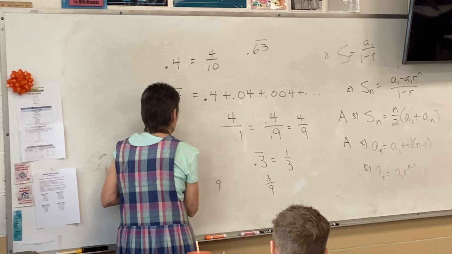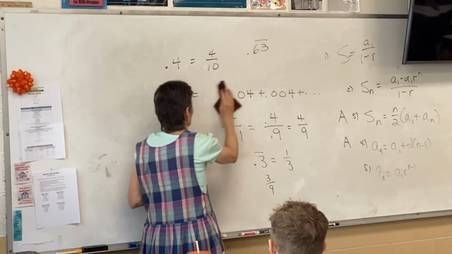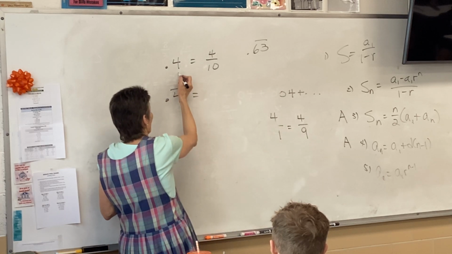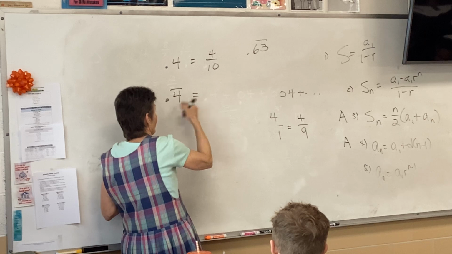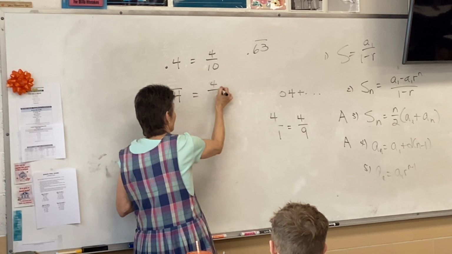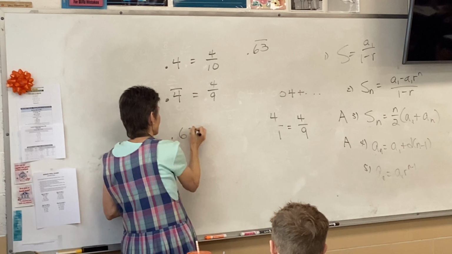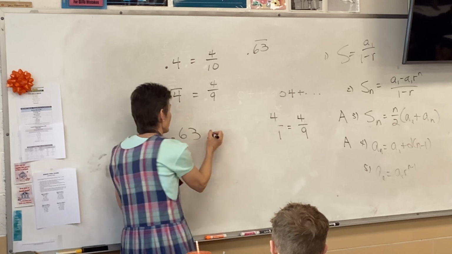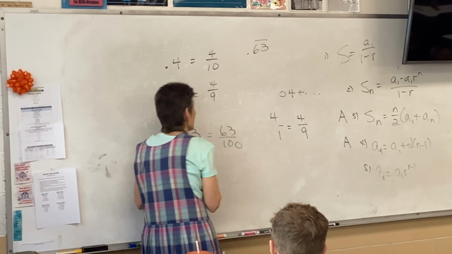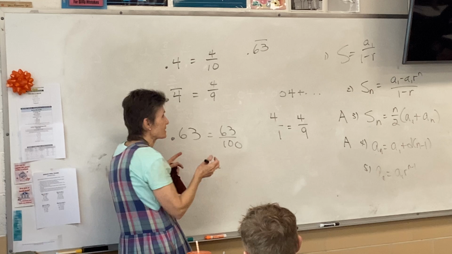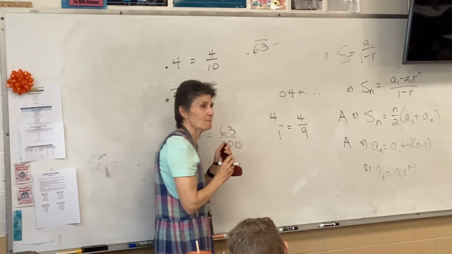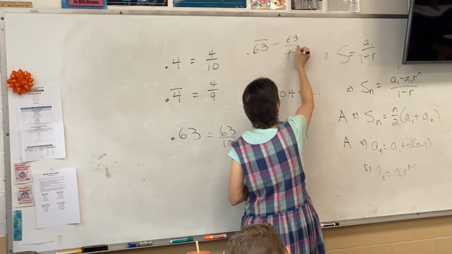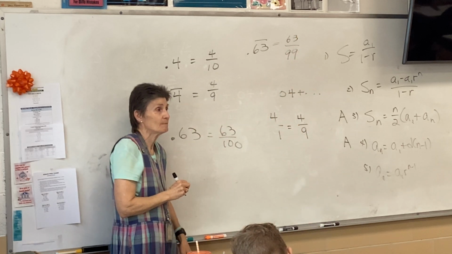Okay, now let's go back and talk about this just real quick. See if you can maybe take a guess as to what that is. 0.4 is 4/10. Repeating is 4/9. What is 0.63? Just all by itself, just plain old 0.63. 63 over 100. Anybody want to take a wild guess what a repeating 0.63 might be? 63 over 99. I heard somebody say it. That's exactly right. 63 over 99.